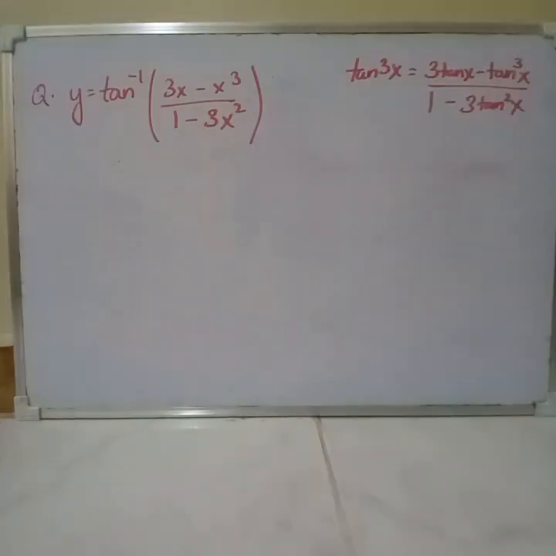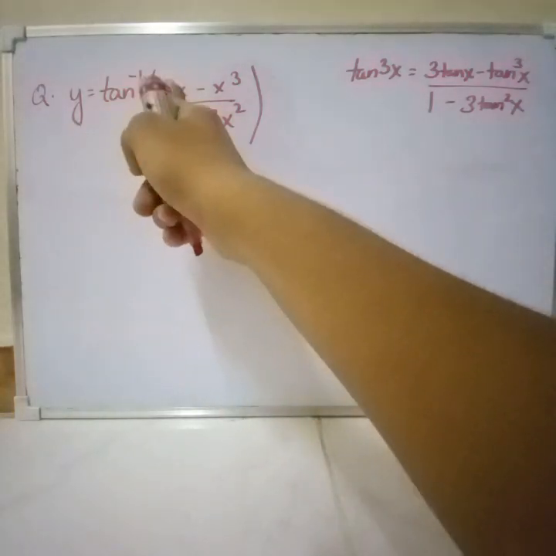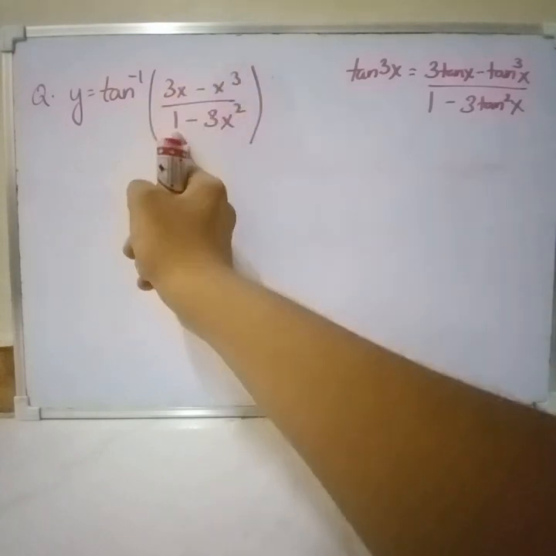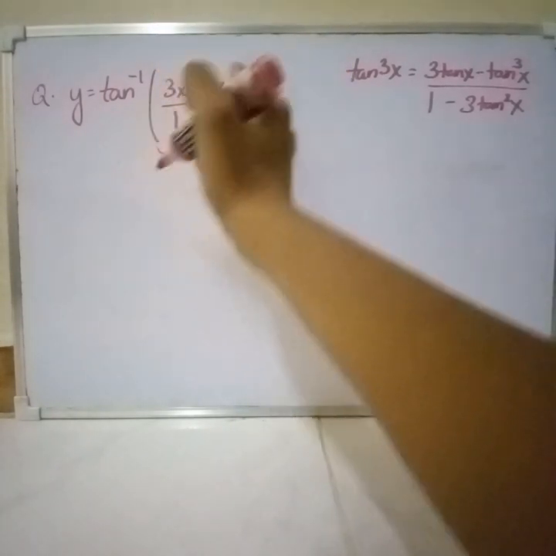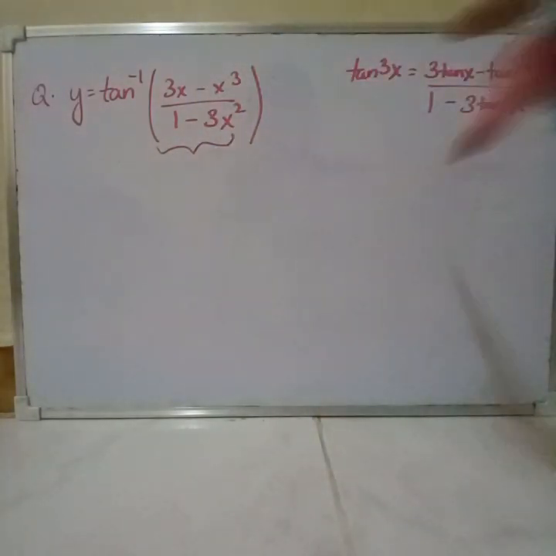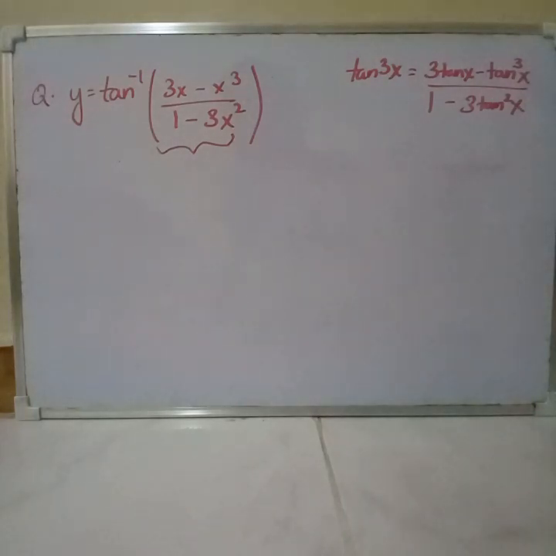So there are 4 different formulas for cos 2x, and we may need to use them in certain conditions. We have one question here, and we have to use some identities to solve this kind of question. So the first question is: y is equal to tan inverse of (3x minus x cubed) by (1 minus 3x squared). When you check the value inside, it is similar to this formula. You have to know the formulas, then only you can solve these kinds of questions.